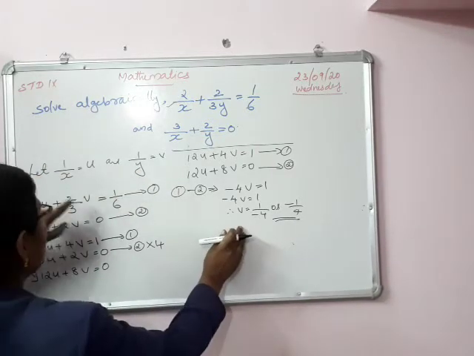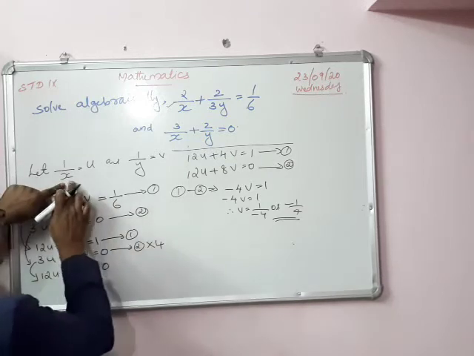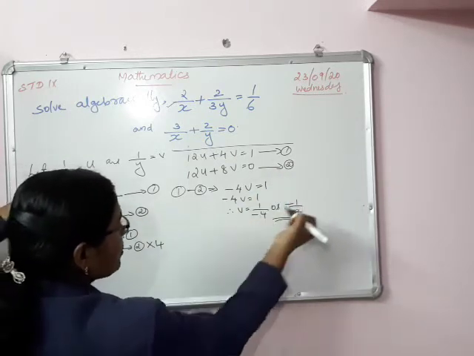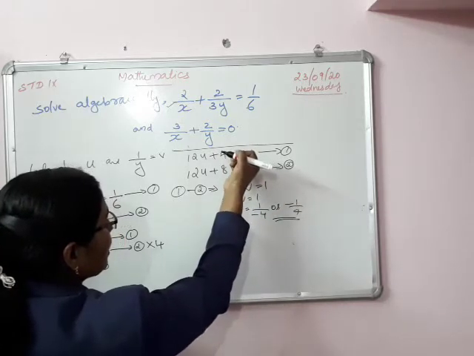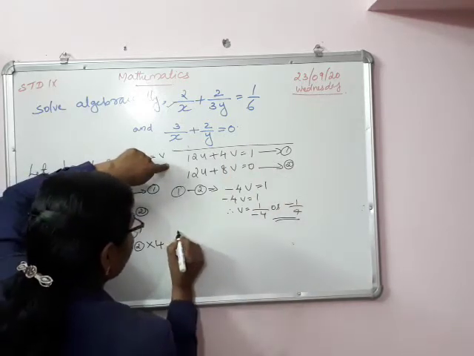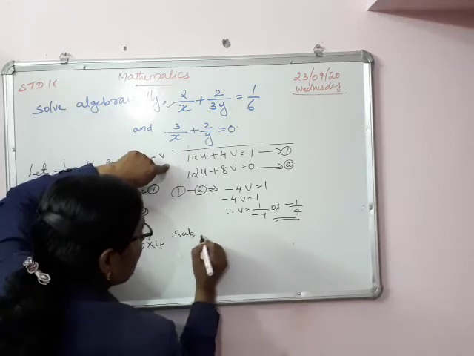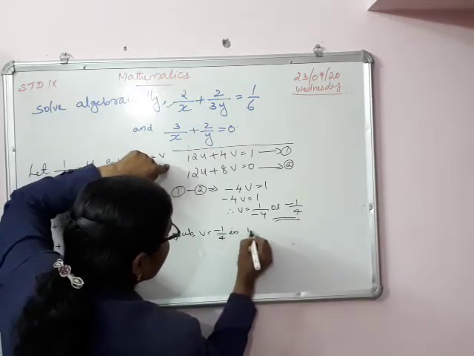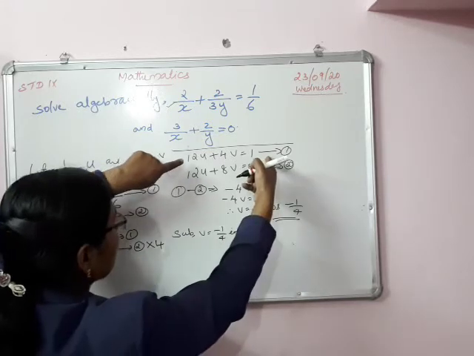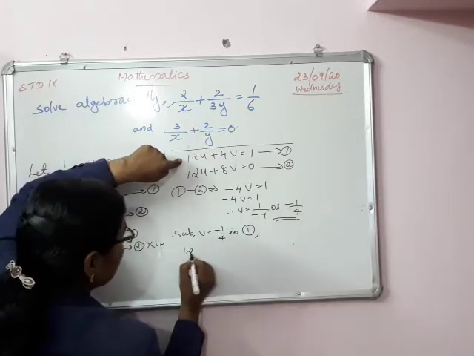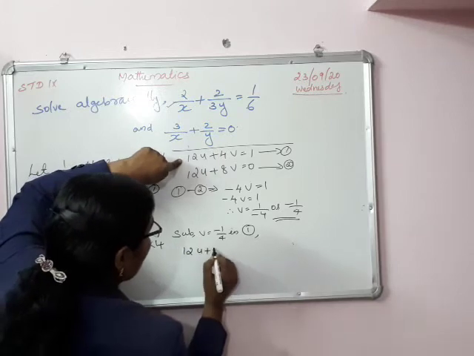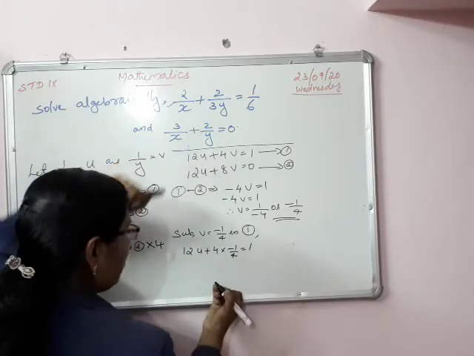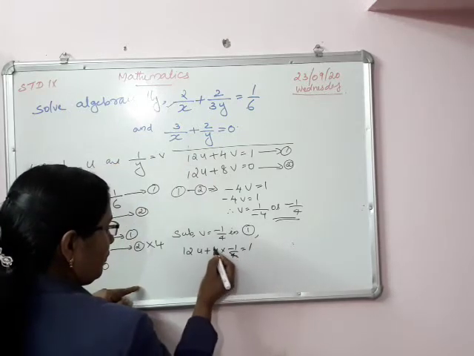Similarly, we are substituting and we can find u also here. Now the value of v is equal to minus 1 by 4. Substitute v is equal to minus 1 by 4 in equation number 1. So 12u plus 4 into minus 1 by 4 is equal to 1. Here you see, 4 and 4 will cancel.